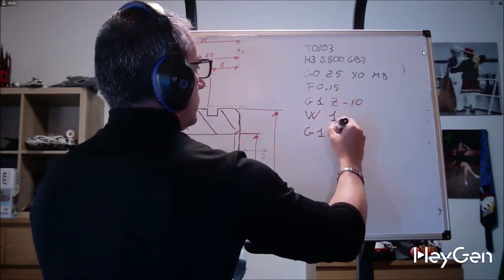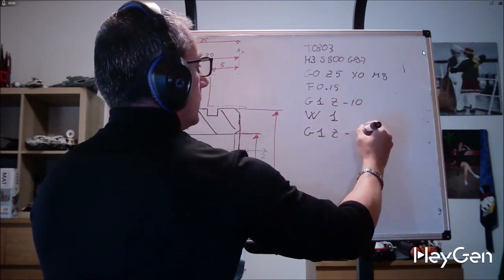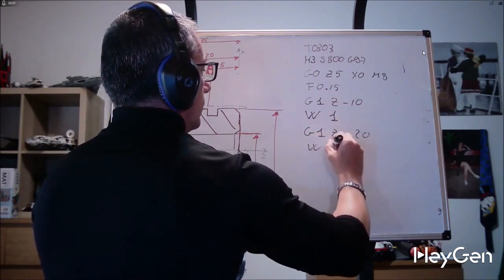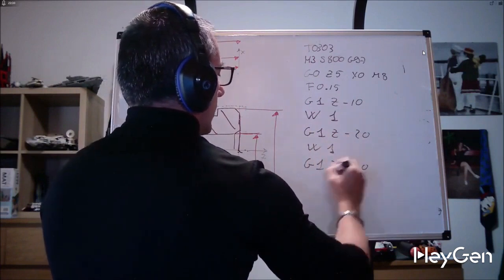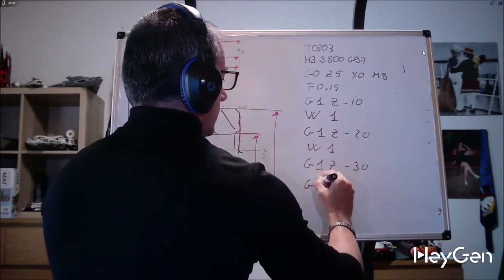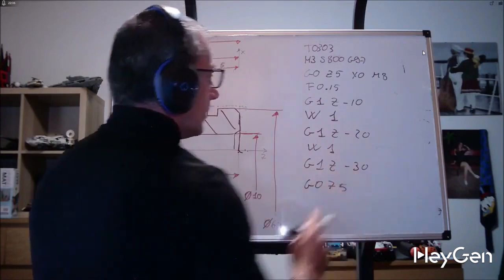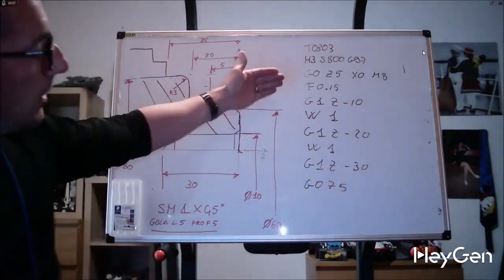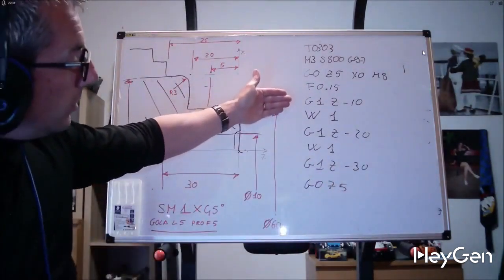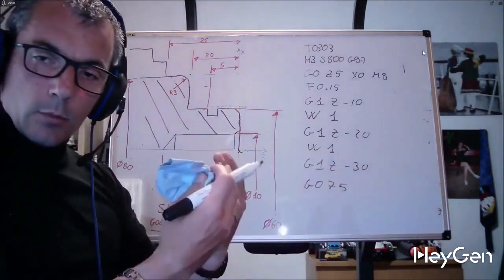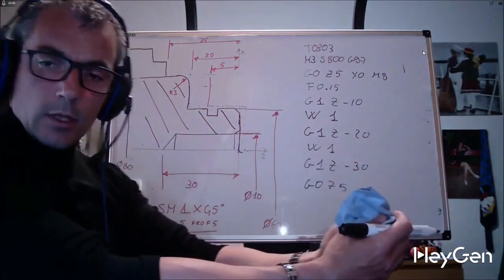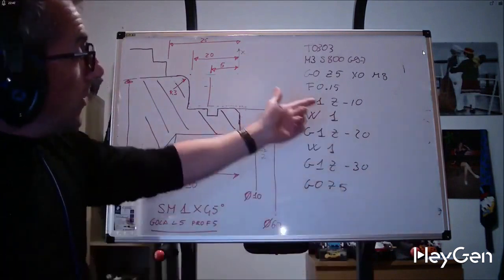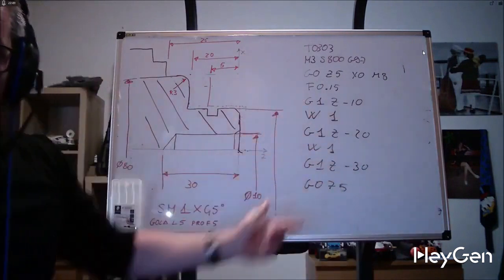10, V1. G1, Z20, V1, G1, Z30, G0, Z5, every 10 millimeters of depth in the material, we have broken the chip. We returned in incremental mode by 1 millimeter on the Z-axis and then moved forward to Z20, then incremental by 1 millimeter. Of course, we can do it millimeter by millimeter.